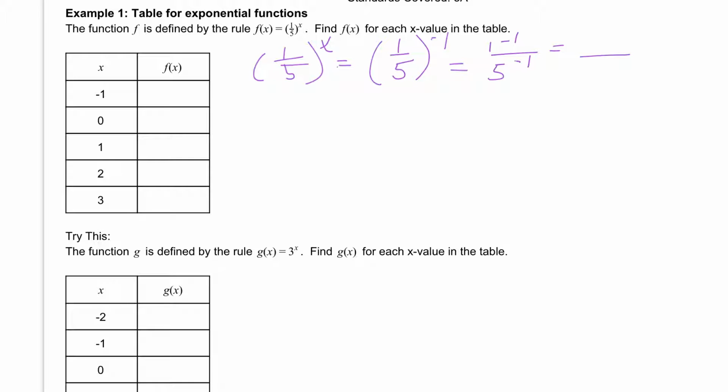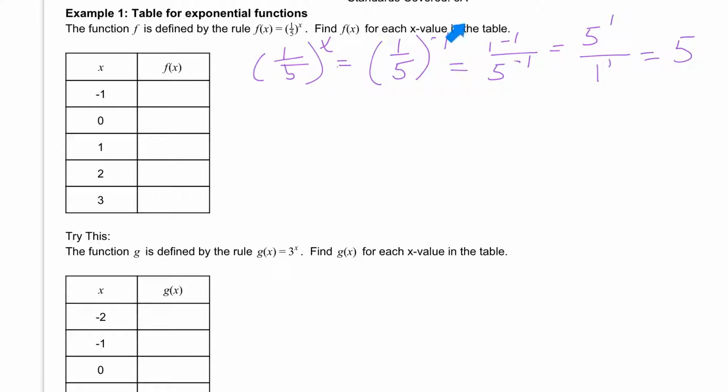Your negative exponents, if you remember back to Algebra 1, tell you that you can just switch it. So to make this a positive exponent, you need to move this to the bottom. And to make this 5 have a positive exponent, we're going to take this and move it to the top. So we would have 5 to the first on the top and 1 to the first on the bottom, using the rules of exponents. 5 to the first is just 5, and 1 to the first is just 1. So basically, 5 divided by 1, or 5.